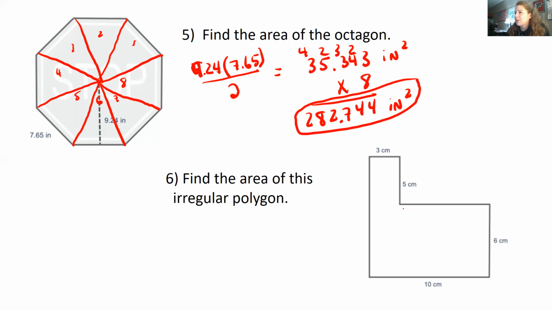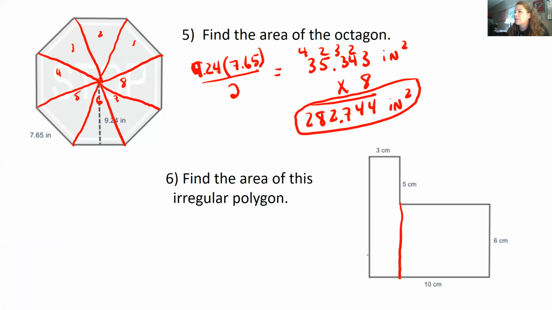All right, number 6. We could do one of 2 things. We could make a rectangle here. Or if we don't like that, we could make a really long rectangle. We could do this thing right here, right? Doesn't matter, but either way, we're going to get a good answer. So I'll do it this way. You guys try it the other way. Make sure we get the same answer.